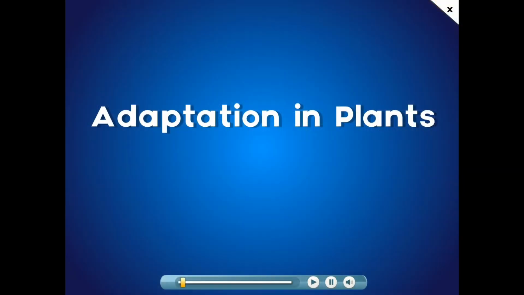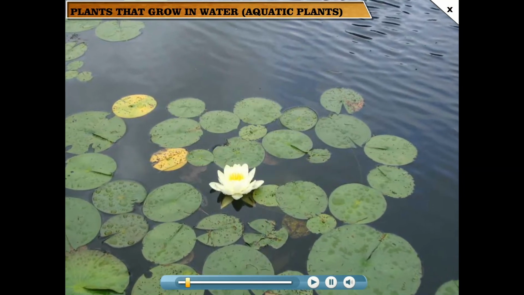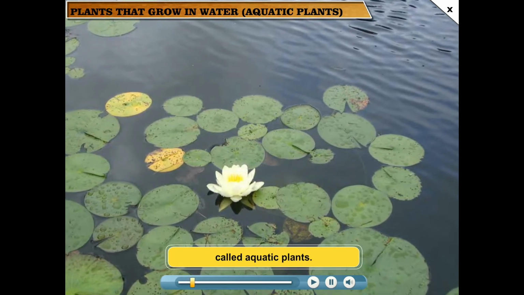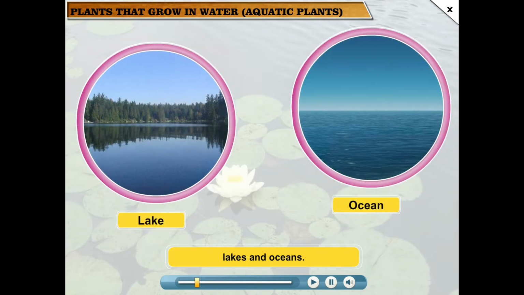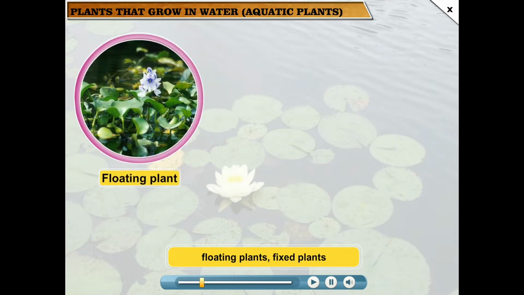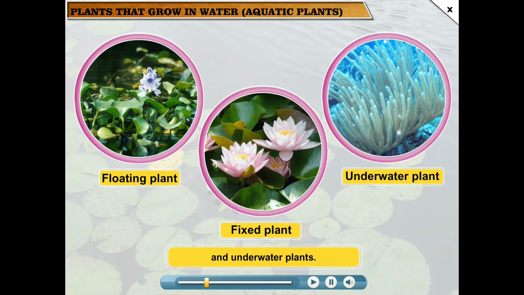Adaptation in plants. Plants that grow in water. Aquatic plants. Plants that grow in water are called aquatic plants. They grow in ponds, rivers, lakes, and oceans. Aquatic plants are of three types: floating plants, fixed plants, and underwater plants.